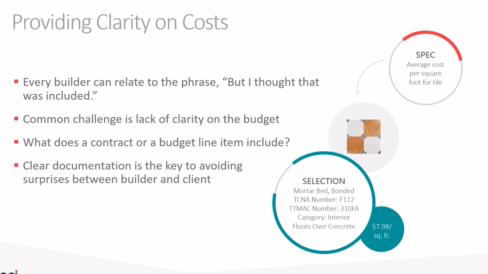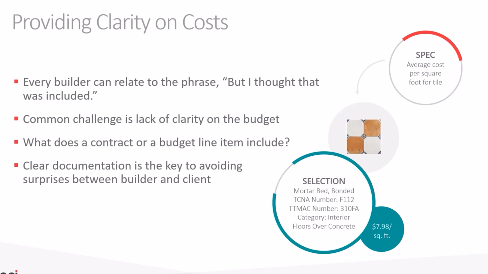We want to get away from averages, and we want to be able to nail down exactly how much something is going to cost so that we don't get into this situation later. And that's really keeping track of it and systemizing it, having clear documentation, and avoiding surprises.